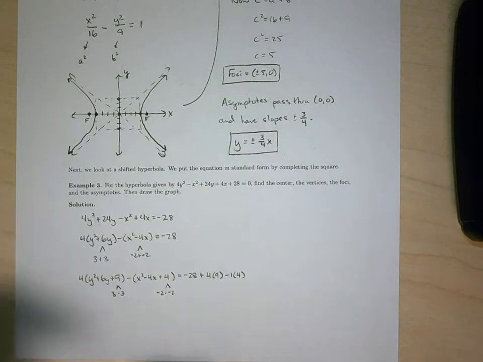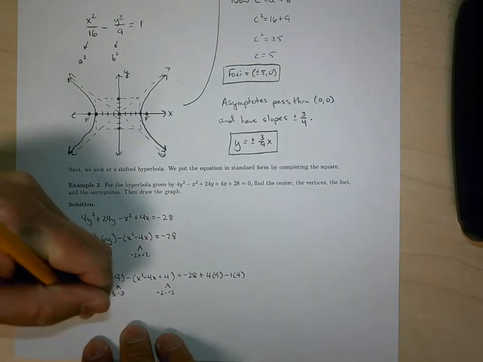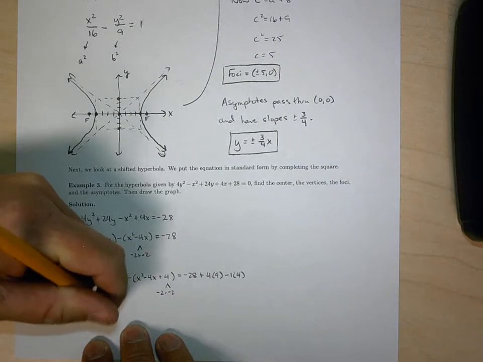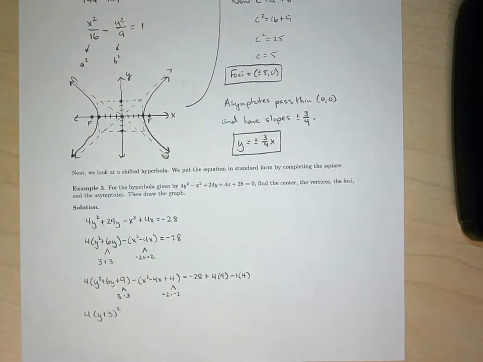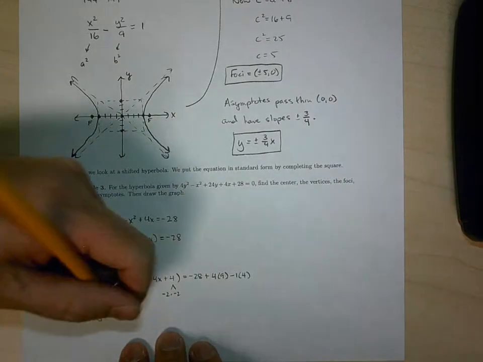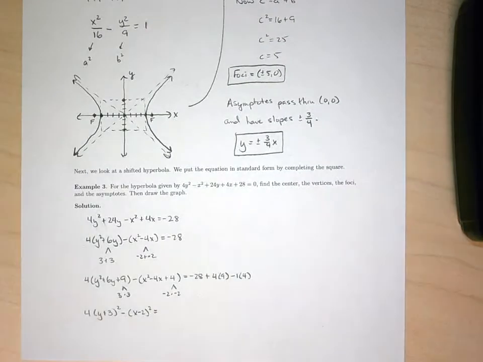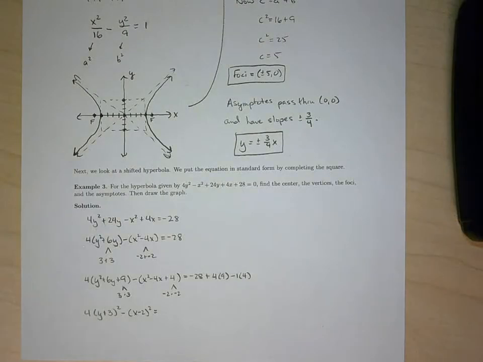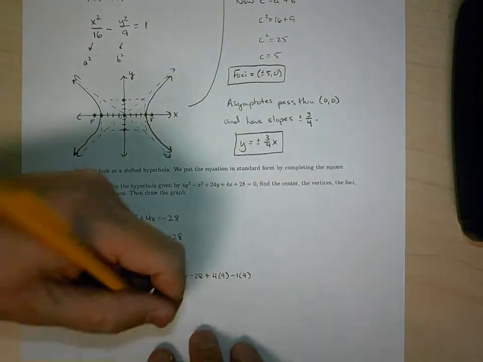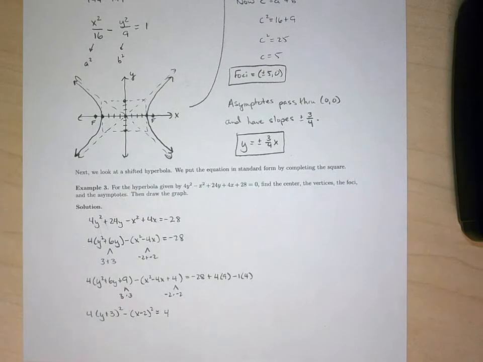So next, well, y squared plus 6y plus 9 was created by 3's, so I have 4 times y plus 3 squared. X squared minus 4x plus 4 was created by -2's, so I have x minus 2 squared. And if we add up the terms on the right side, we get 4. That's -28 plus 36 minus 4.